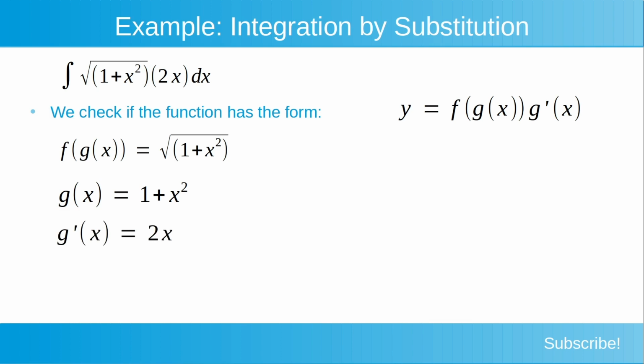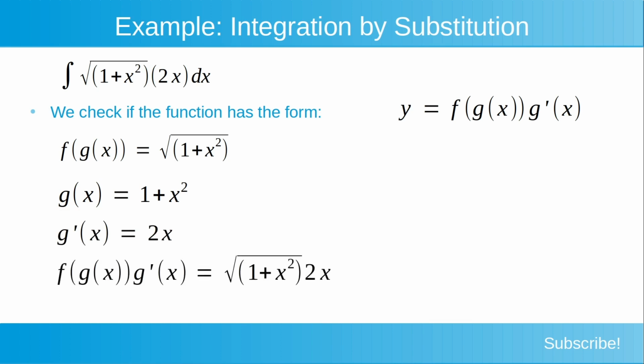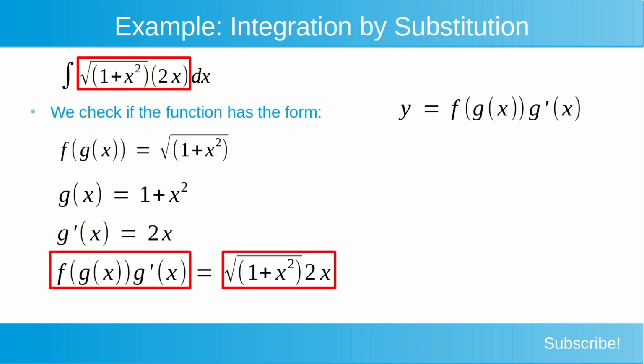When f of g of x is equal to the square root of 1 plus x squared, f of g of x g prime x is equal to the square root of 1 plus x squared multiplied by 2x. When we look at our function at the top of the screen which we want to integrate, this function does indeed have the form f of g of x g prime x. This makes it a good candidate for integration with the substitution method. We're going to attempt that now.